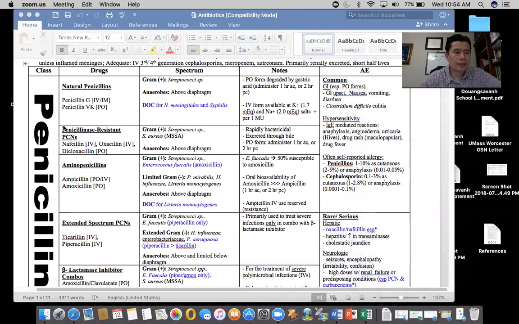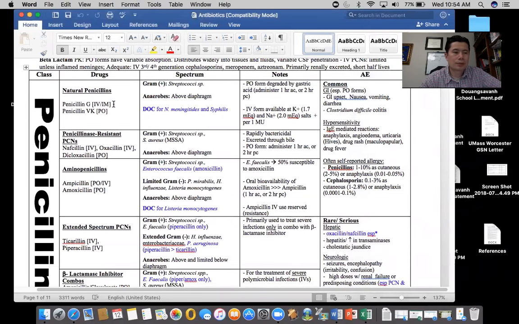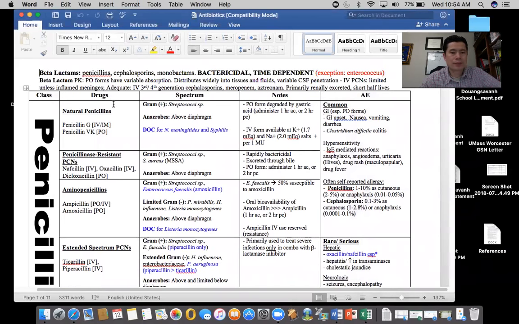So on the left, you have the classifications. You have penicillin right here, on the left, and I'm just going to run through them. These are time dependent. It looks like he's written time dependent, exception for enterococcus. I'm sorry, my voice is crackling. I've been under the weather, I've been sick, so I apologize for the crackling of the voice.